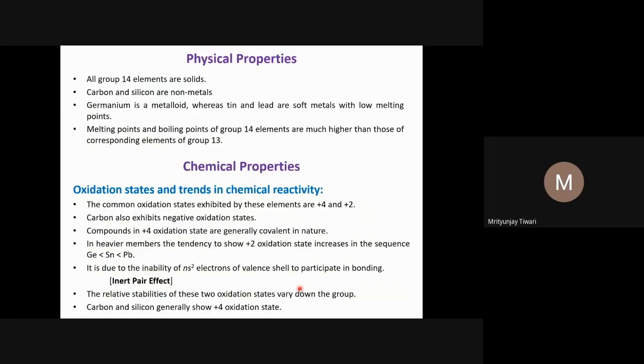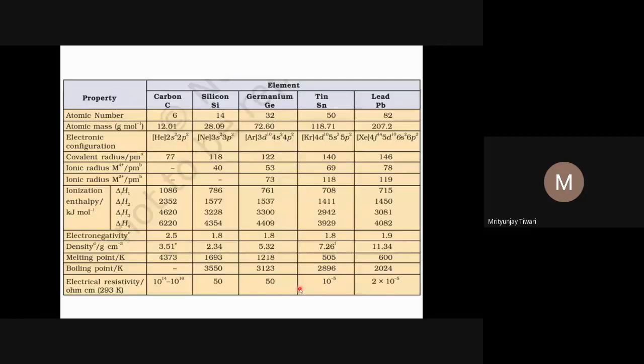Now let's look into the physical properties. All the group 14 elements are solids, so they exist in the solid state in nature. Whether carbon, silicon, germanium, tin or lead, they are all solids. Carbon and silicon are non-metals, as I have said earlier. Particularly carbon, and germanium is a metalloid.